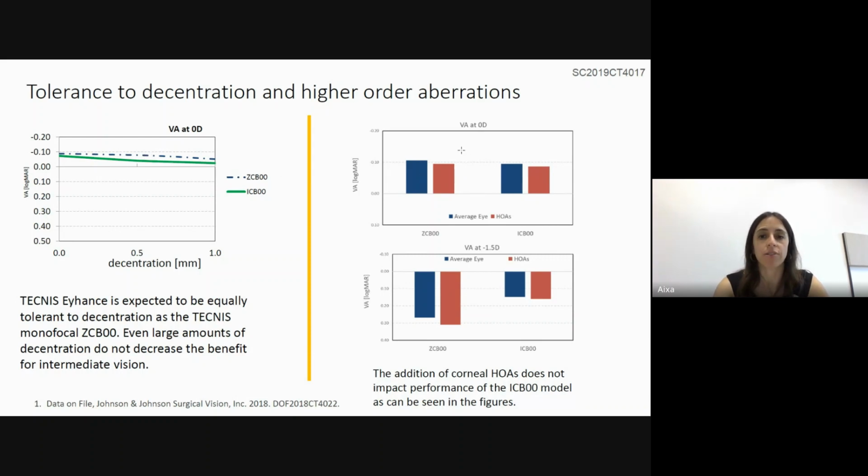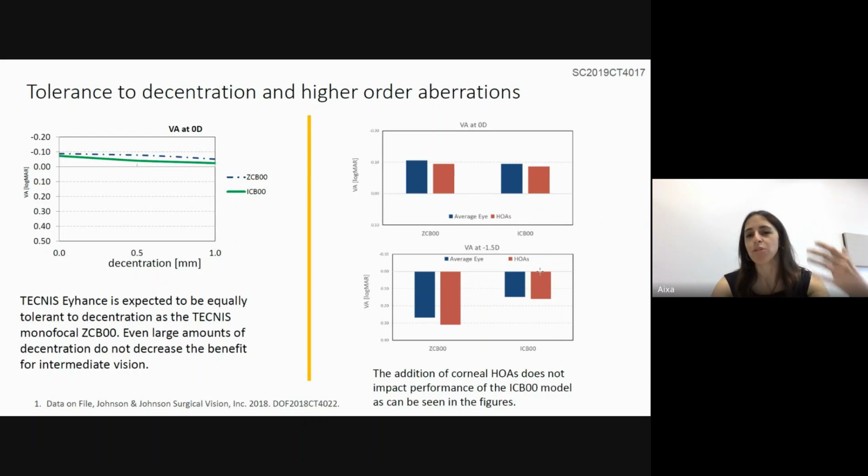Also the effect of high order aberration. What happens if you have a refractive design and you include high order aberration, is the image quality going to be sacrificed or not? And you can see here that both for distance vision and also for intermediate vision, even if you have high order aberration in the eye, that doesn't reduce the benefit of the design.